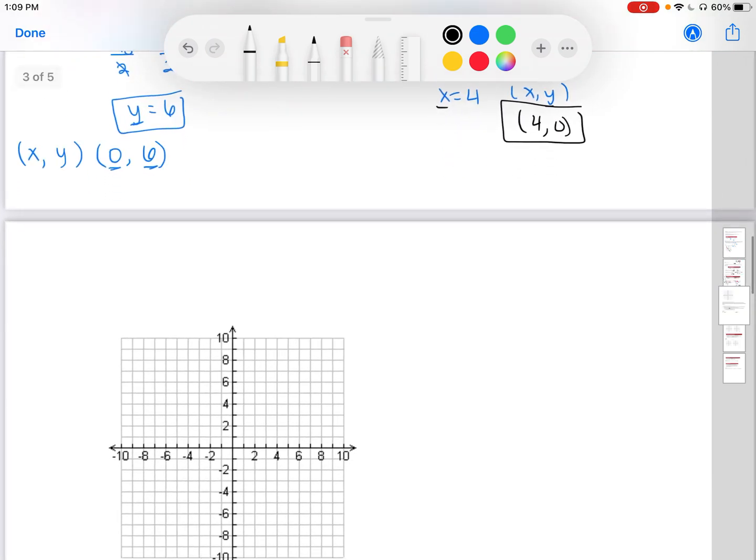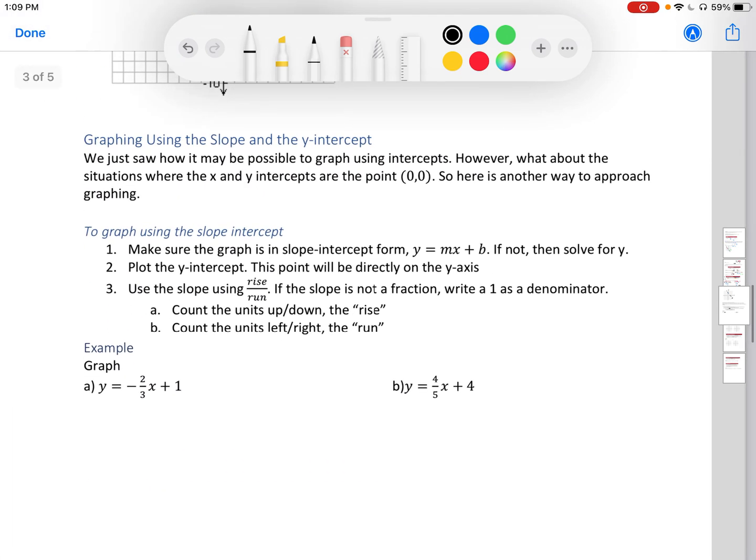Let's plot these points. You can think of it as a point, but you also have the answer. Your y-intercept is a point along the y-axis, so we have positive 6. There we go. We put a dot right on the positive 6. Next, I have an x-intercept at positive 4. I put a dot right on the 4. And these are my points. So I can go ahead and connect the dots, and we have our line. Pretty cool, right?